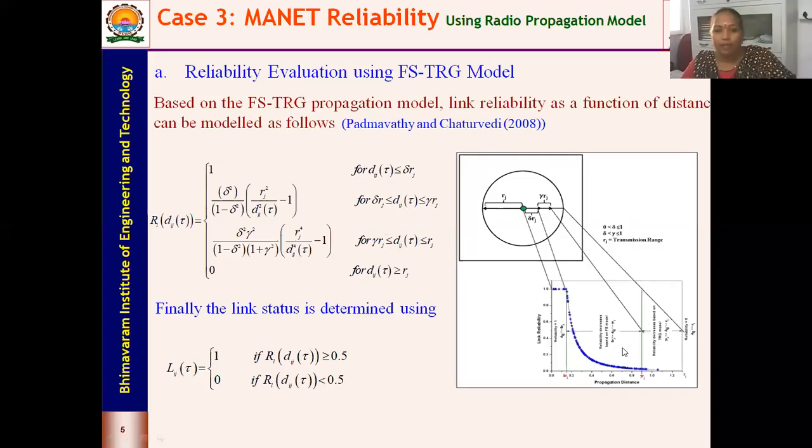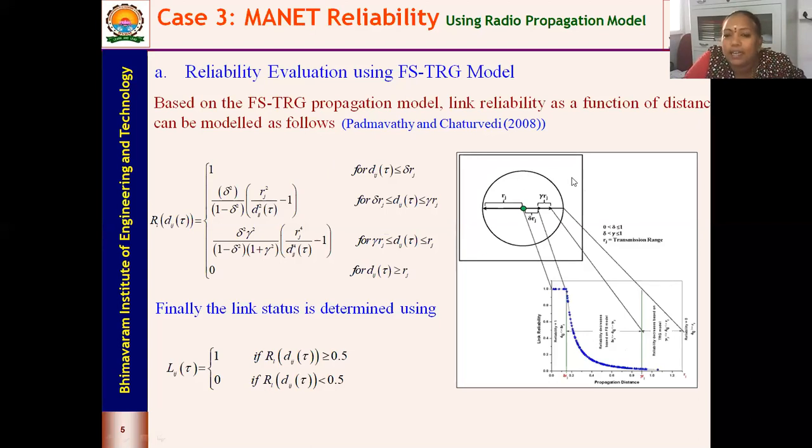So here we are based on the FS TRG model. We are designing the link reliability as a function of distance. That is, I have combined both the FS model and the TRG model. What it means is the distance between the two nodes. So here I have given a diagram. I think it's visible to all.